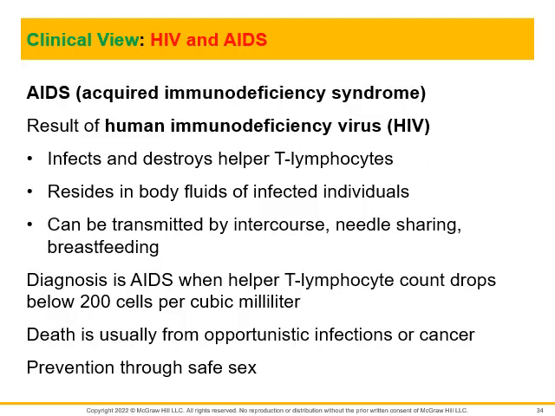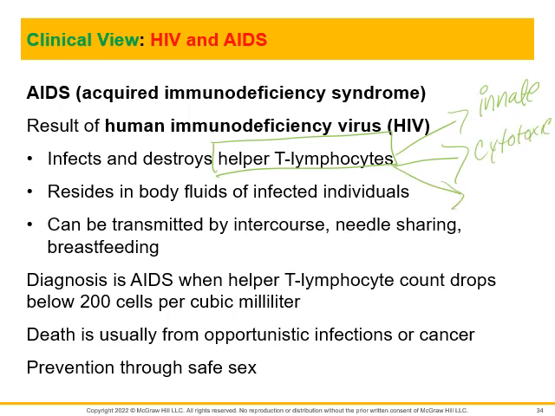The last slide here is to talk about HIV. So AIDS is acquired immunodeficiency syndrome. It's a result of human immunodeficiency virus. This virus infects and destroys helper T cells. So remember how important these helper T cells were. They go back and they tell the innate to keep going, right? The inflammation, the fever. They can recruit white blood cells, right? They can tell cytotoxic T cells to keep going. They can go back and tell B cells to make antibodies.